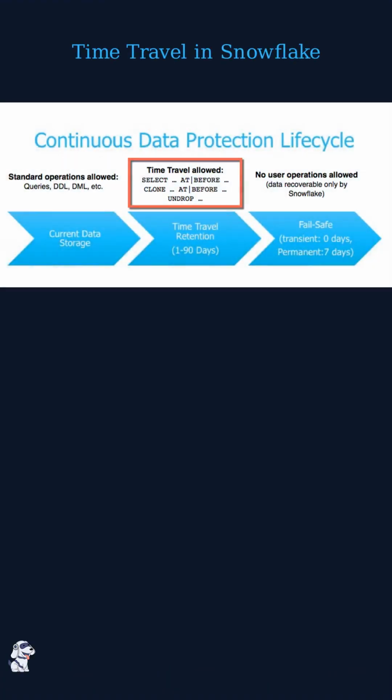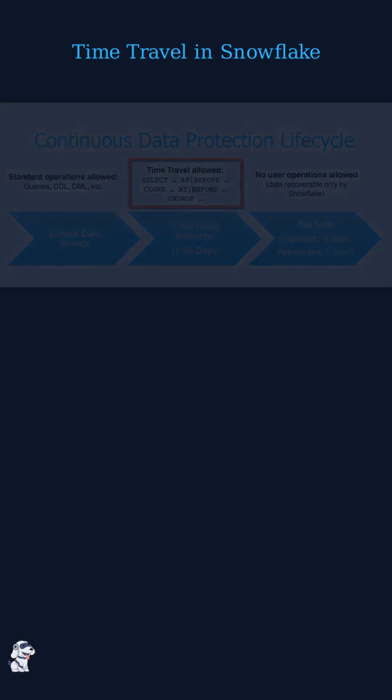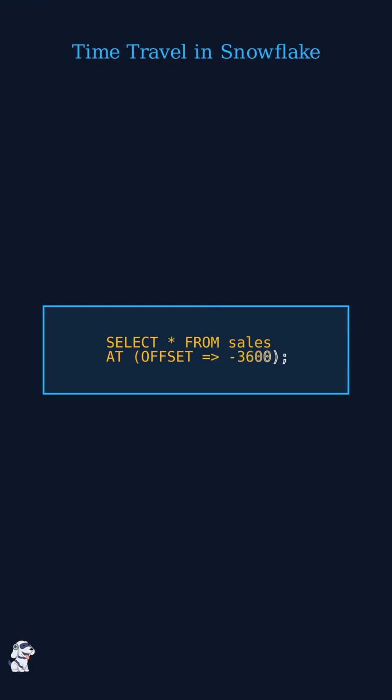One of Snowflake's most powerful features is time travel. It allows you to query data as it existed in the past without needing complex backups. You can access past versions of your tables using the AT or before clause. Here's a simple example using an offset to see data exactly 1 hour ago.